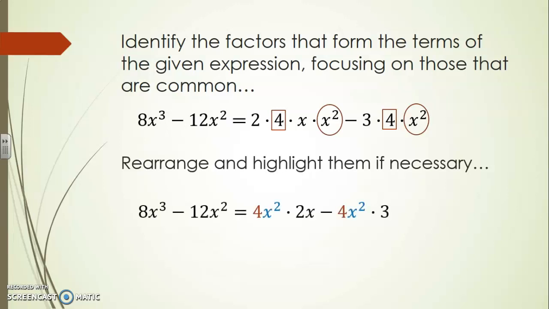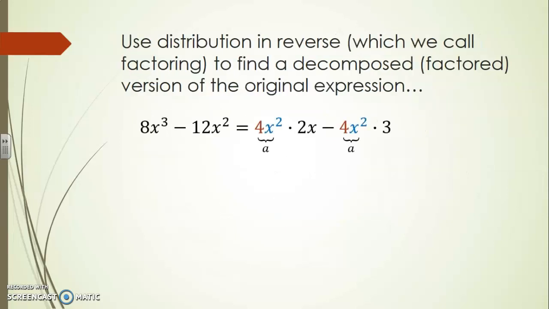So I've chosen some color codings here where 4x squared, the common terms appearing in 8x cubed and 12x squared, have been highlighted. And we can then recognize how 4x squared plays the role of what we called A earlier when we described distribution. 2x and 3 can play the roles of B and C respectively. From this point, we are just using distribution in reverse, which we'll simply call factoring from this point on, where A is extracted. So 4x squared is a common factor for the difference 2x minus 3.